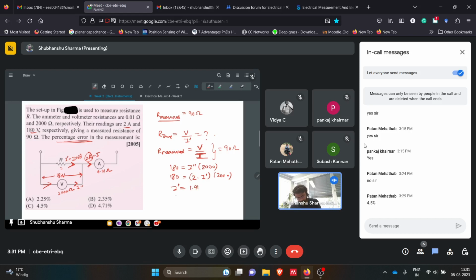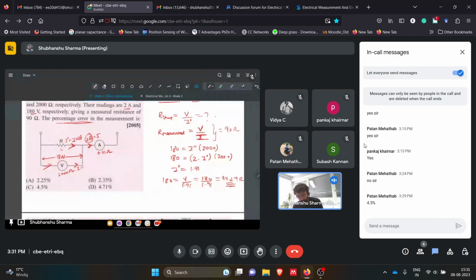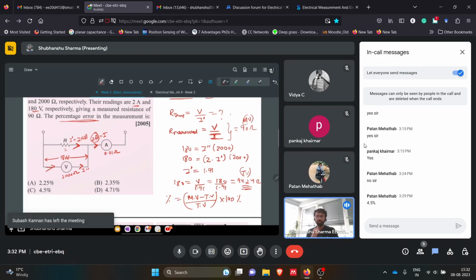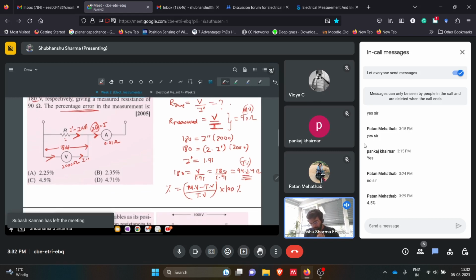If we have I prime, then we can get the true value of this resistance, that is V by 1.91, that is 180 by 1.91, and it will be 94.24. So this is the true value, and this was the measured value of this resistance. Then the percentage error will be measured value minus true value divided by true value into 100 percent. So you can get the answer from this. Okay, so we'll move towards the next part.